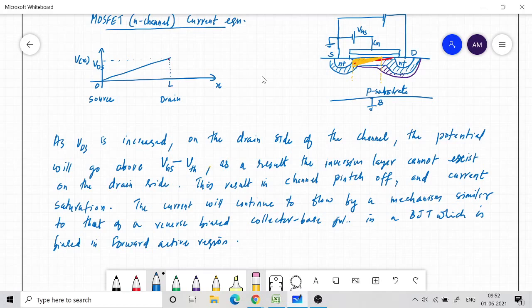So there are carriers which are reaching the edge of the depletion region, and inside the depletion region there is going to be an electric field which will sweep these electrons to the other side, resulting in the current flow. But the current cannot increase right now.